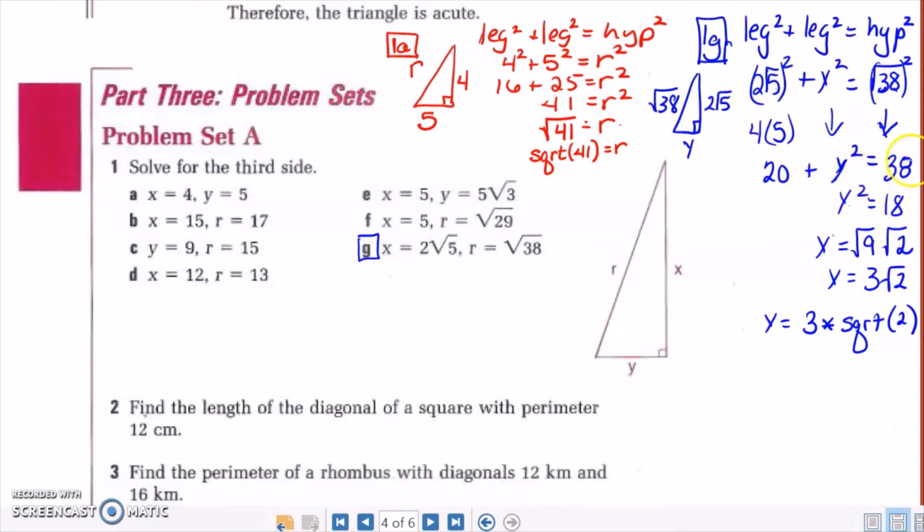And then when I subtract 20 from both sides, I get y squared equals 18. Then when I take the square root, y is the square root of 18, or the square root of 9 times the square root of 2. Square root of 9 is 3. Square root of 2 stays as square root of 2. So I would enter into Moodle 3 asterisk, and you get that by shift 8, SQRT 2. Don't forget the parentheses.